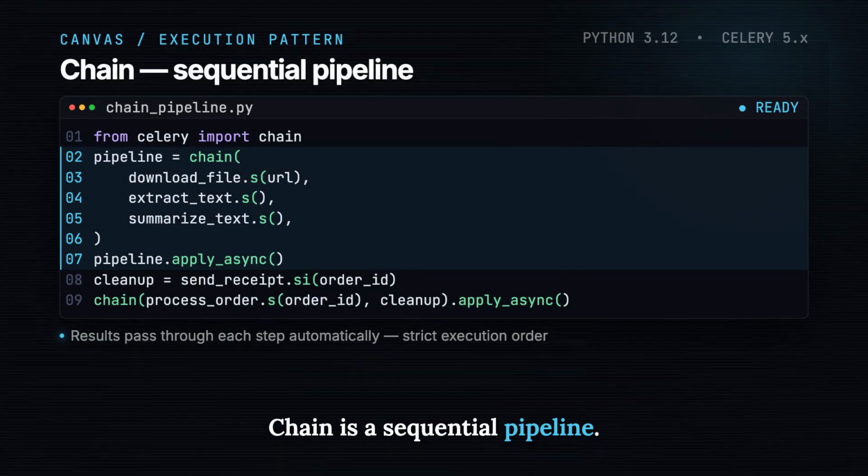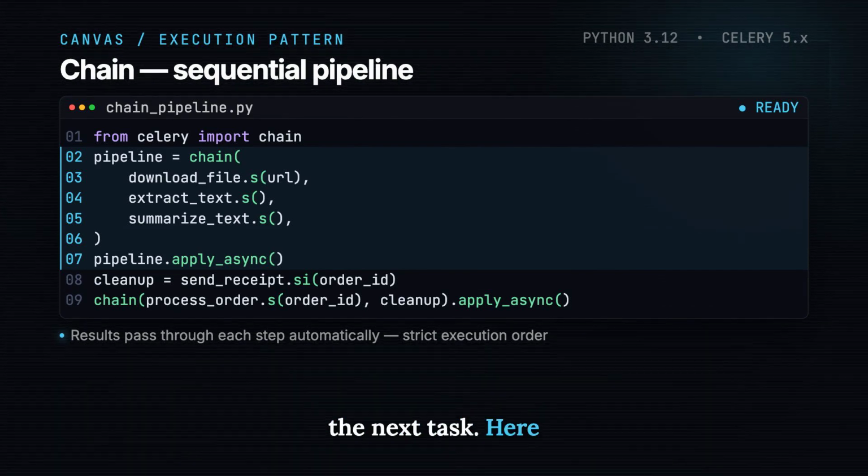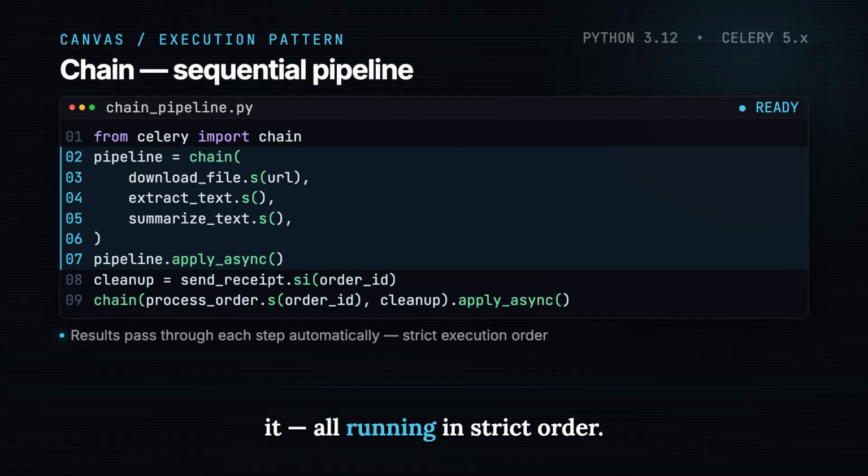Chain is a sequential pipeline. Each task's result automatically becomes the first argument of the next task. Here is an example: download a file, extract the text, then summarize it, all running in strict order.